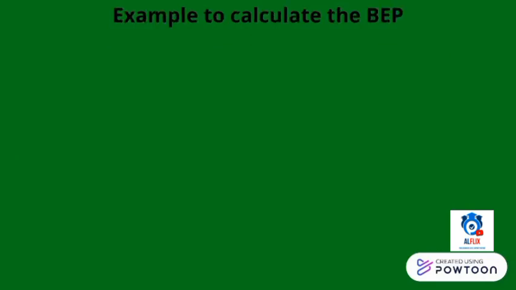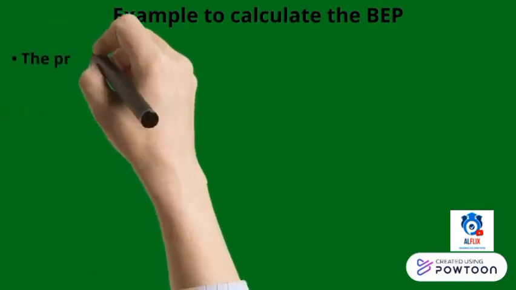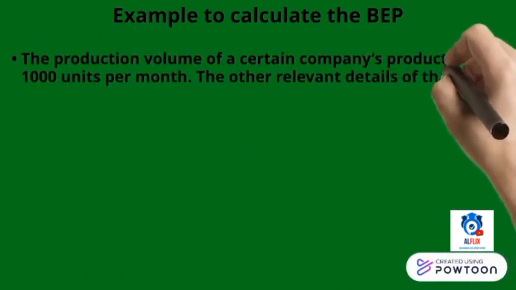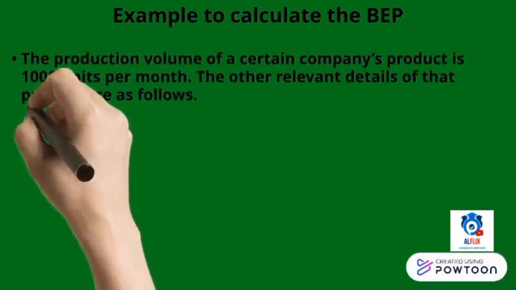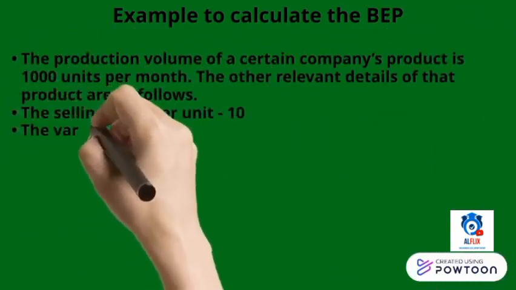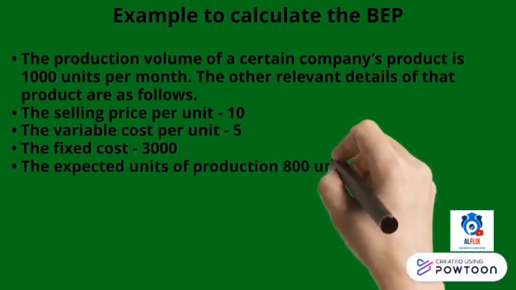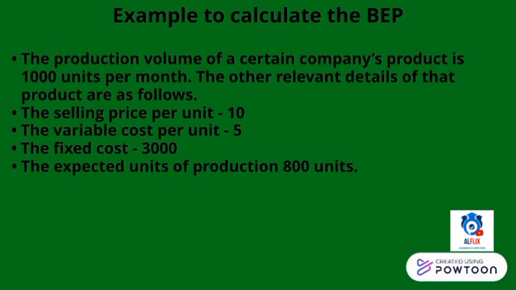Now let's look into an example to calculate the BEP. The production volume of a certain company's product is 1000 units per month. The other relevant details of that product are as follows. The selling price per unit is 10, the variable cost per unit is 5, the fixed cost is 3000, and the expected units of production is 800 units.